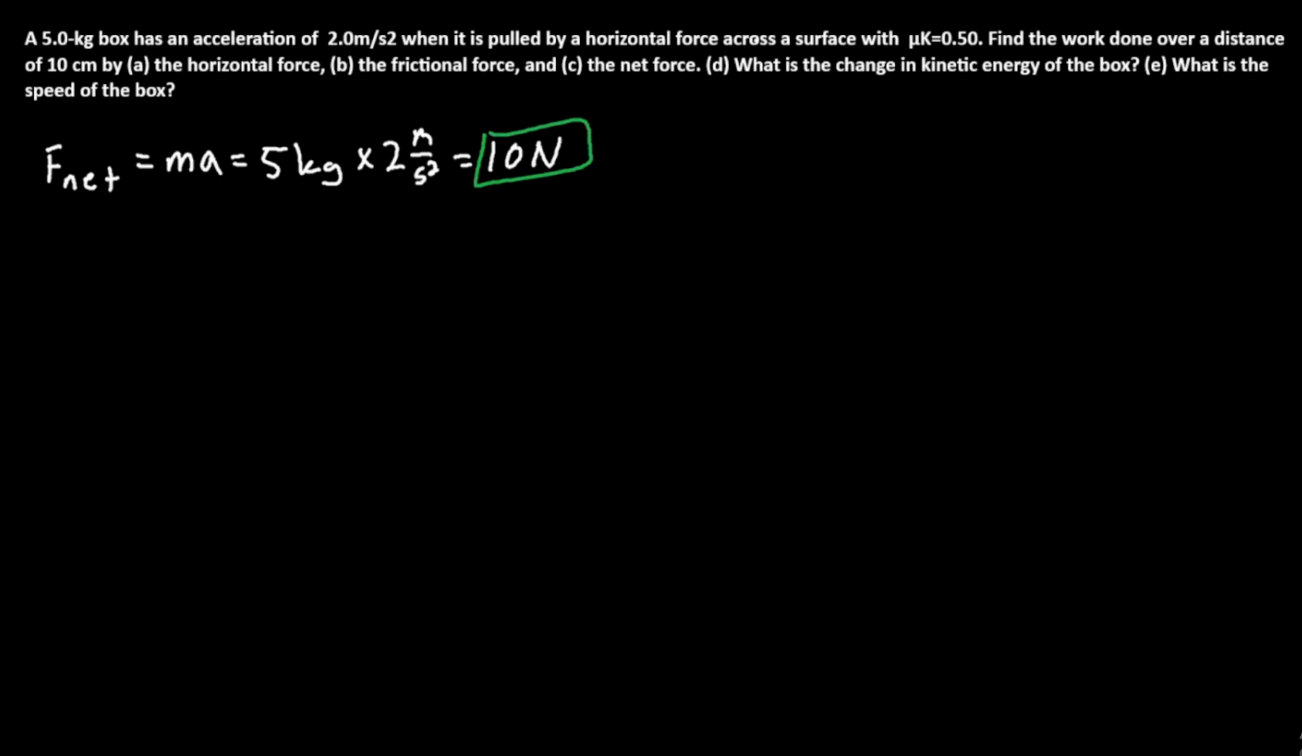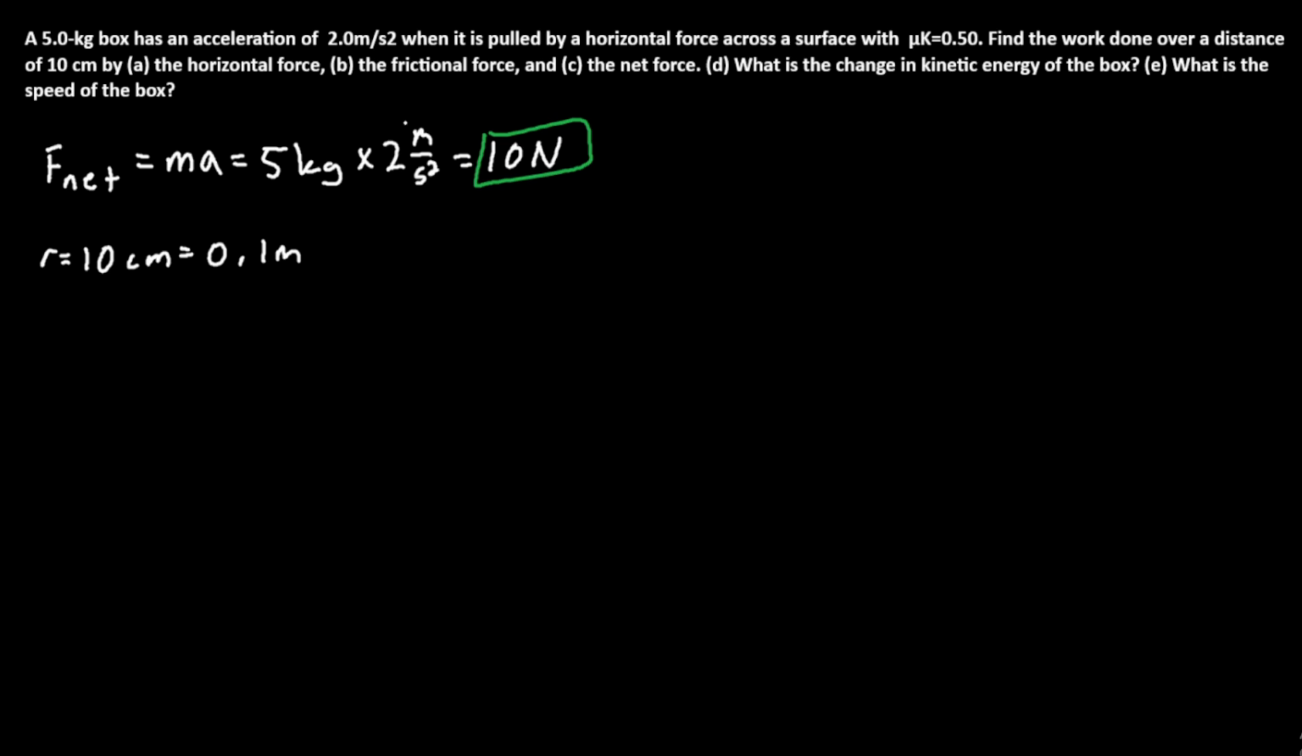It's pulled by a horizontal force across a surface with a kinetic friction coefficient of 0.5. Therefore, this object's moving, so there's a kinetic friction coefficient. Find the work done over a distance of 10 centimeters. So let's write that down: 10 centimeters is equal to 0.1 meters. Find the work done over a distance of 10 centimeters by the horizontal force. So part A and part B connect together, but we need to find the friction force first.